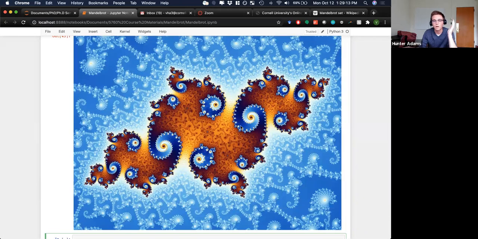But it is a picture of a boundary of stability. That's what the Mandelbrot set is. It's a picture of a boundary of stability for a very simple iteration. And from that extremely simple iteration, it generates something that is infinitely complex, and stunningly beautiful.